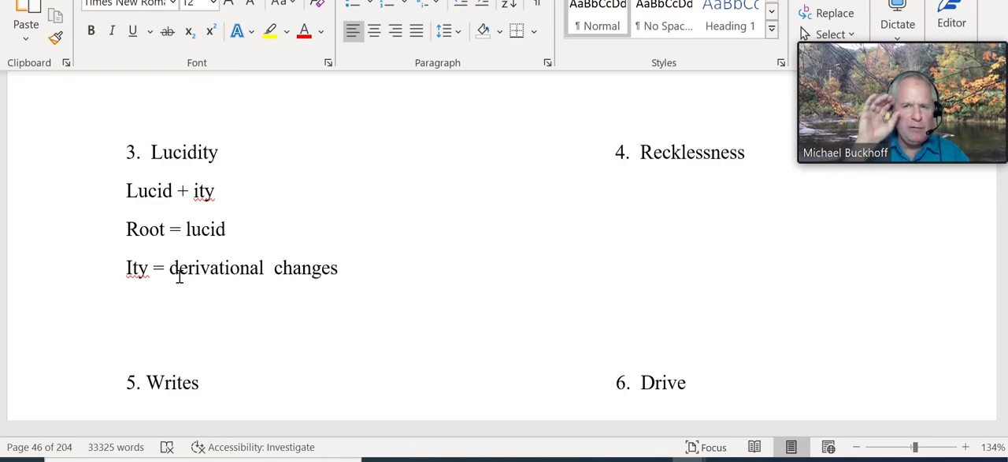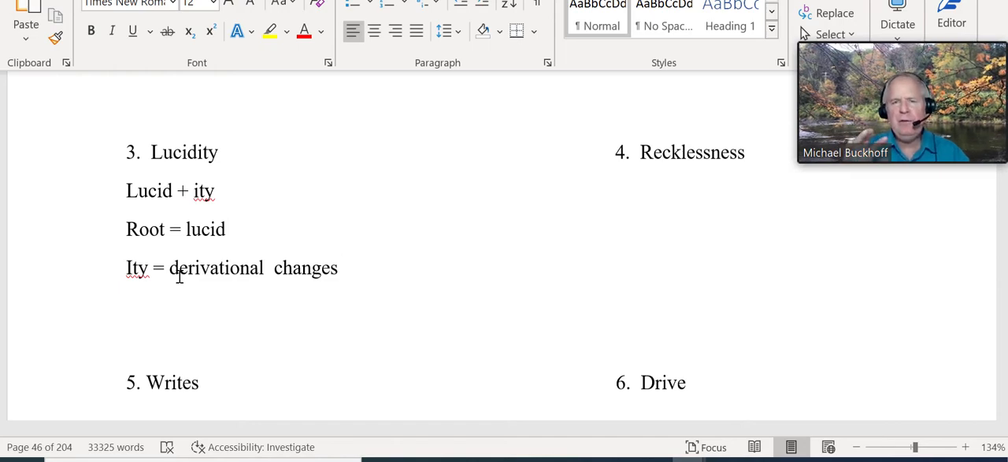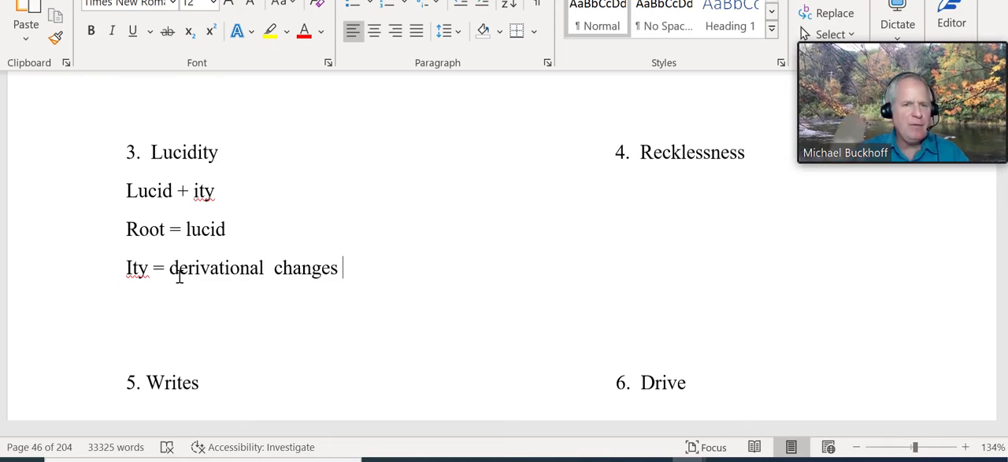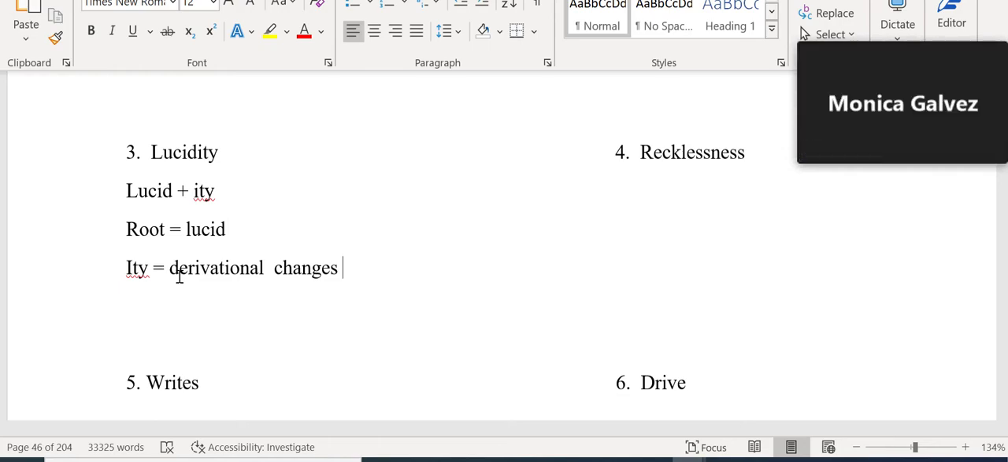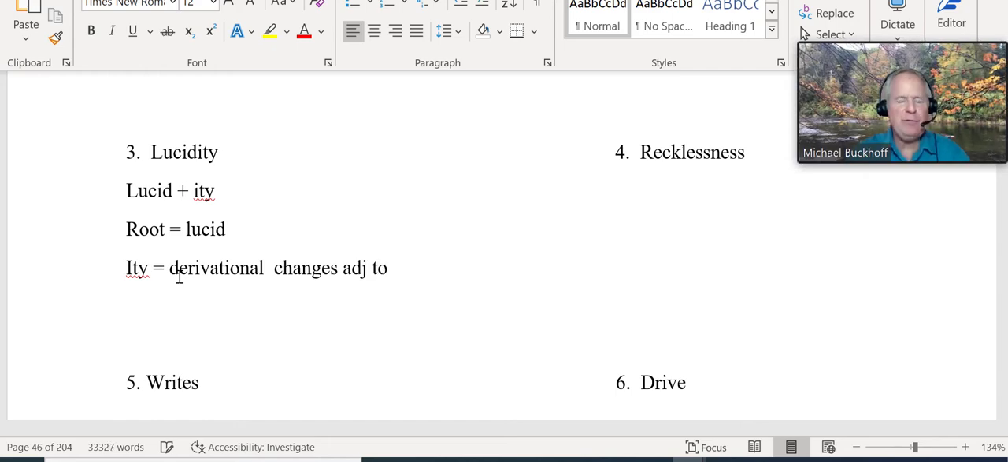Say she has a lucid thought. Or your lucidity diminishes somewhat if you're on steroid medications. If I give you some context. So we've got to figure out the part of speech. Lucid versus lucidity. Would it be adjective? Good. Yes. Adjective to ity.